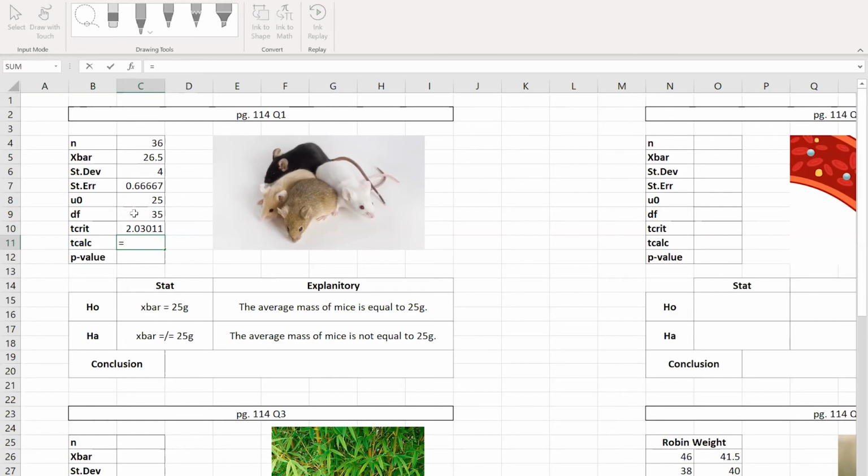Our t-calc is our mean minus our null mean divided by the standard error. So our t-calc already looks more extreme than our t-crit, so we're probably going to get a low p-value. So we enter our t-calc and our degrees of freedom. And we do, we get a p-value less than 0.05. And again, I really recommend you draw these out.